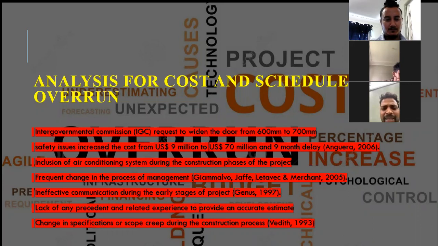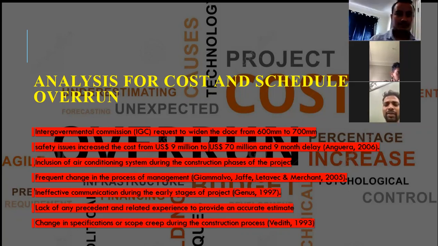There were frequent changes during the designing and planning phase of this tunnel project, and there was a lack of precedent-related experience between the project manager and stakeholders. Due to ineffective and unnecessary changes and specifications, the project schedule and cost overran.